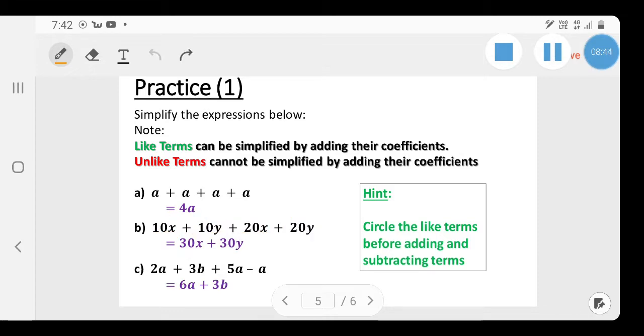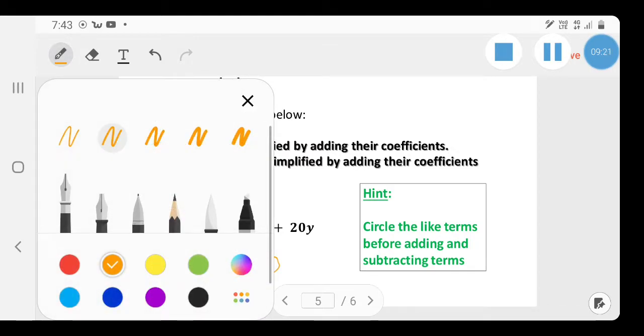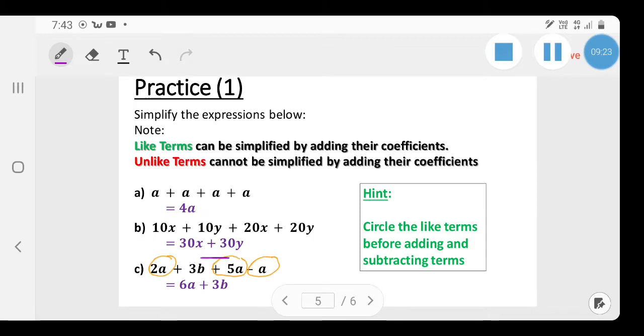Okay, question C. 2a plus 3b plus 5a minus 1a. All right, let's collect like terms. Well, let's identify like terms first. Here's our first term. I'm going to circle the term. What are the other terms with the same variable part? Well, the variable part of that term is just a lonely a. Plus 5a, that has the same variable part. And minus 1a has the same variable part. 3b, that's all by itself, isn't it? Plus 3b.